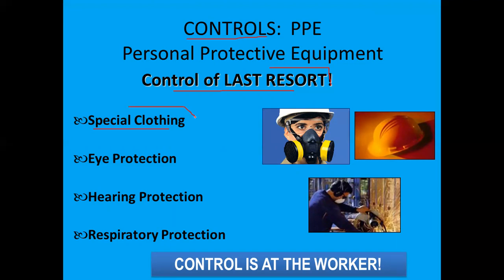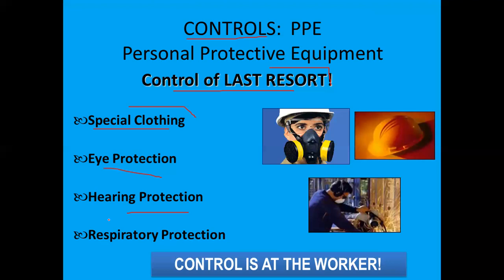If you see the protection things, the first is special clothing. Second one is eye protection. Eye protection means goggles, eye shields, face shields. It depends upon the work you are doing. Next, hearing protection, meaning for your ears. If you are working at any noisy places, we have to safeguard our ears by using earplugs or some big covers over the ears.